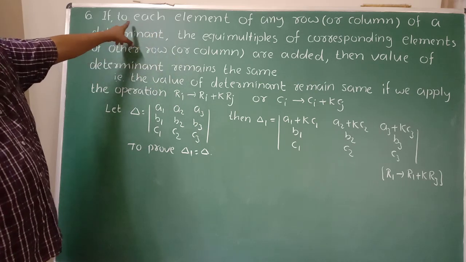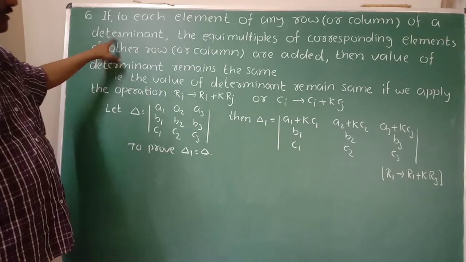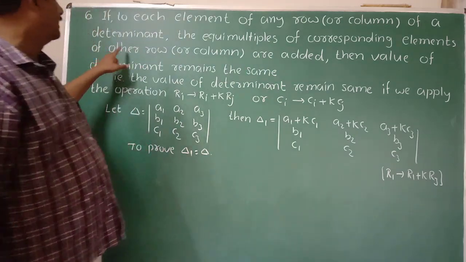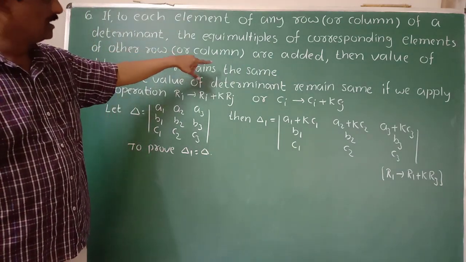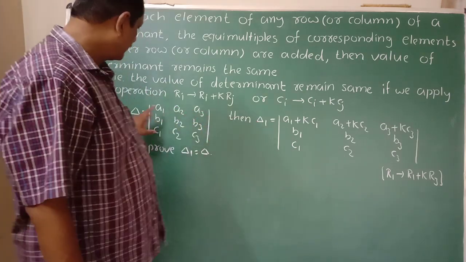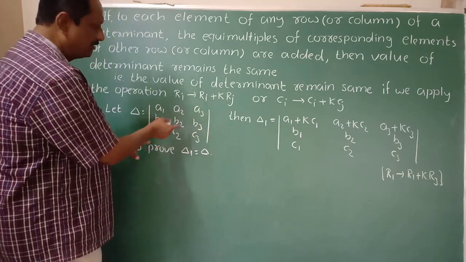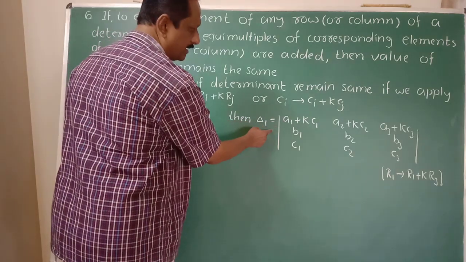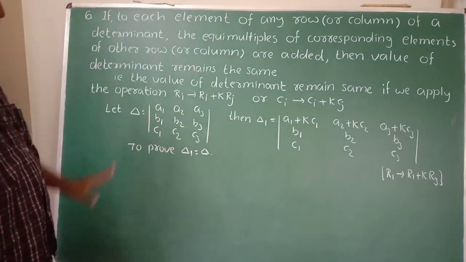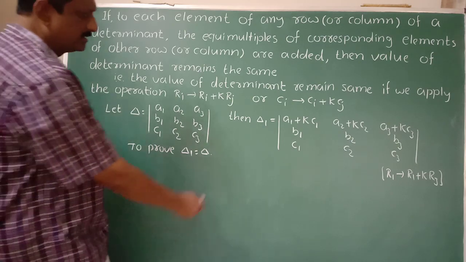Just observe here. If to each element of any row of a determinant, even you can take column also, the equimultiples of corresponding elements of other row or column are added, then the value of the determinant remains the same. Here, taking the first and the third row, the third row is multiplied by k and added to the first row, we get this determinant. The value does not change, it remains the same. Delta 1 is equal to delta only. This is a property here. You can verify, take this delta 1.